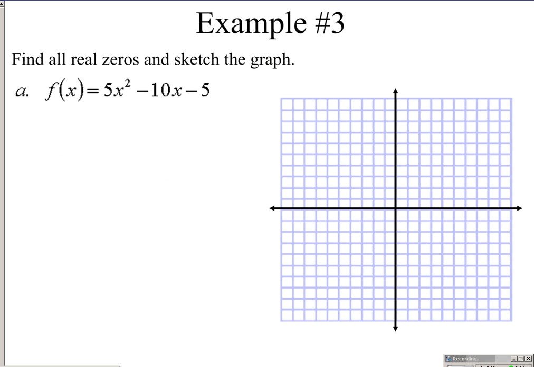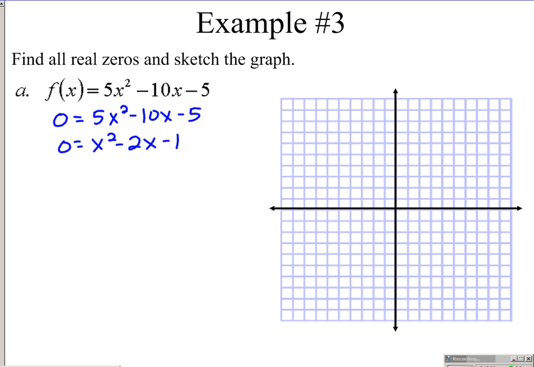Number 3, find the real zeros first. Putting 0 in here and looking at this polynomial, first of all, we can divide everything in here by 5 to make this a little simpler for us to work with. That leaves us with 0 equals x squared minus 2x minus 1. This is not factorable. Since it is not factorable, we need to go and use the quadratic formula.